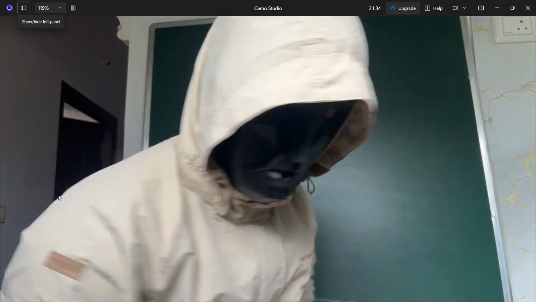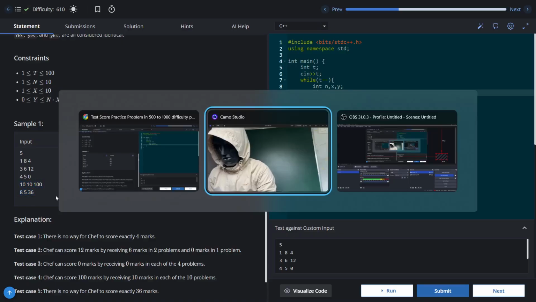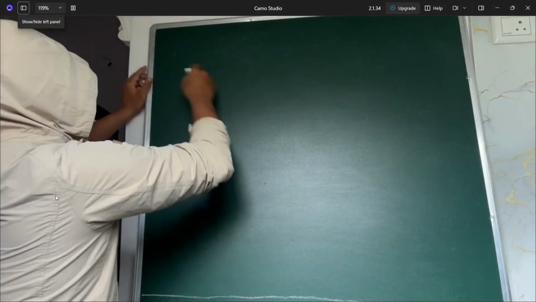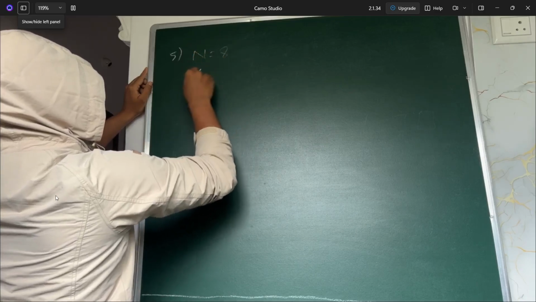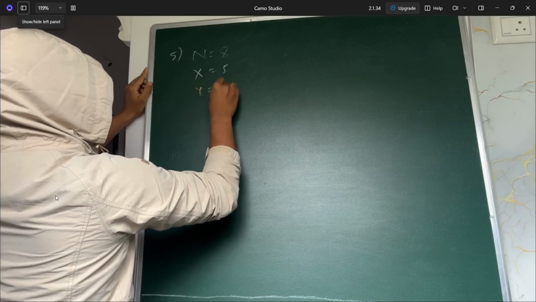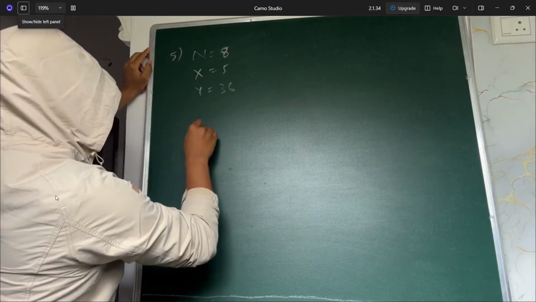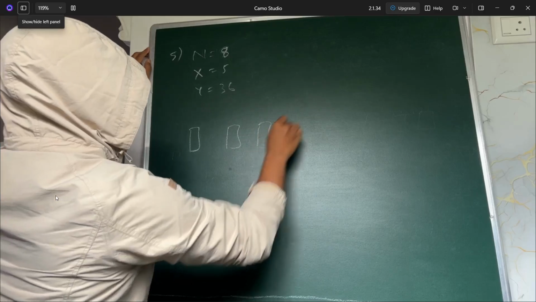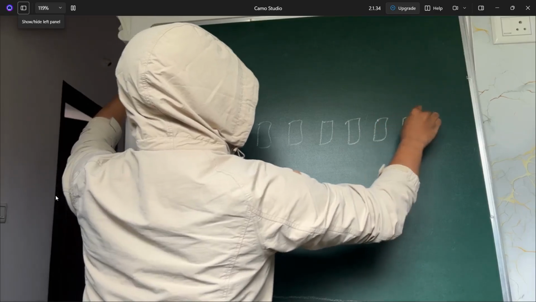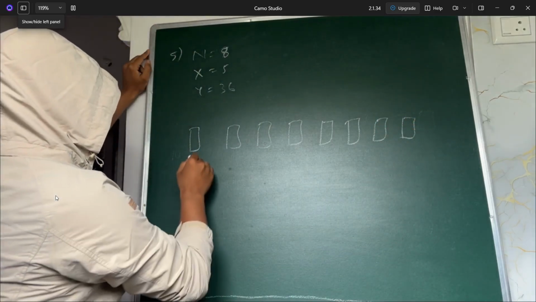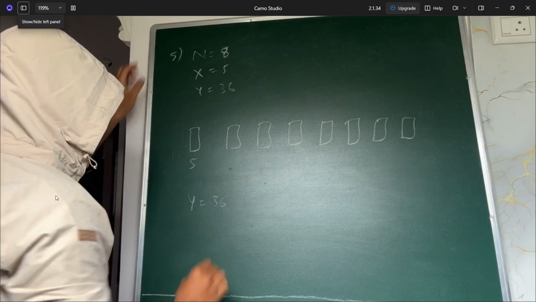Now let's try to understand the fifth case. Yeah, this is interesting: 8 5 36. So what he's saying is we have 8 problems, 1 2 3 4 5 6 7. There are 8 problems, and if one is solved he'll get 5 marks, and he wants to achieve y equal to 36. Basically 36 marks he wants to achieve.